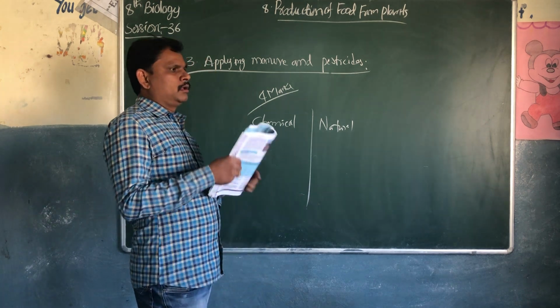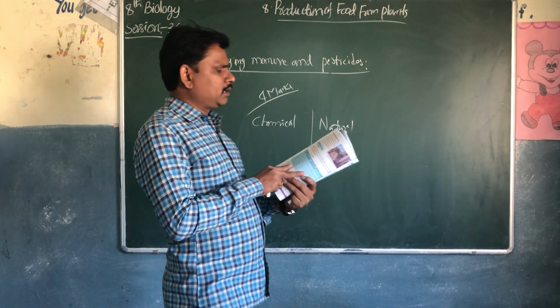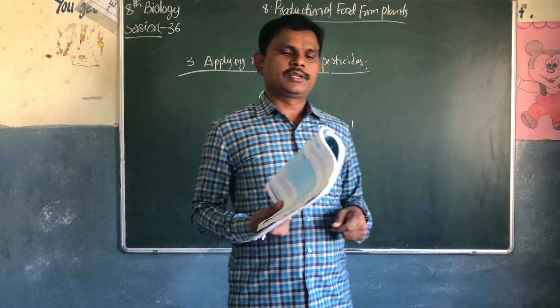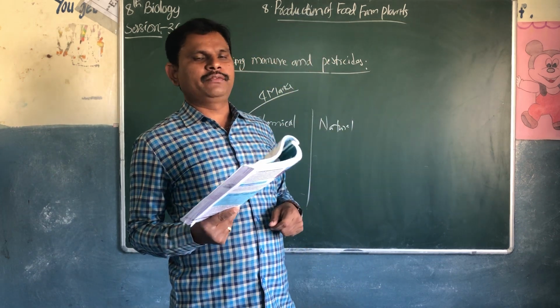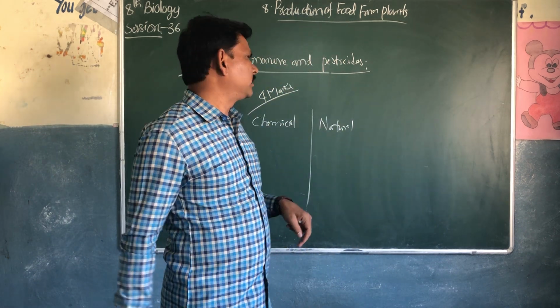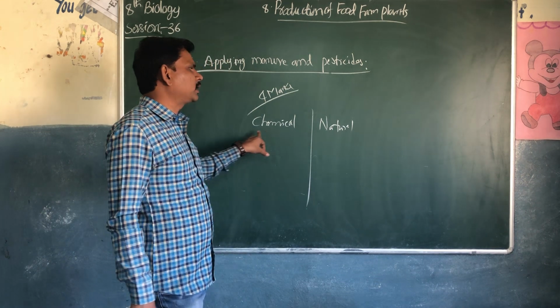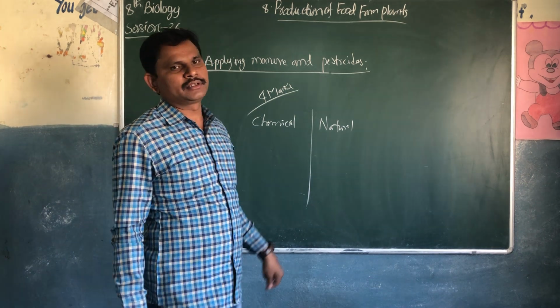Table 7 talks about the crops and diseases. Table 8 talks about identification of the pest. And the last is the difference between the chemical fertilizers and the natural fertilizers.